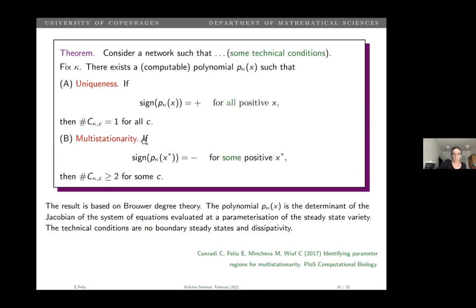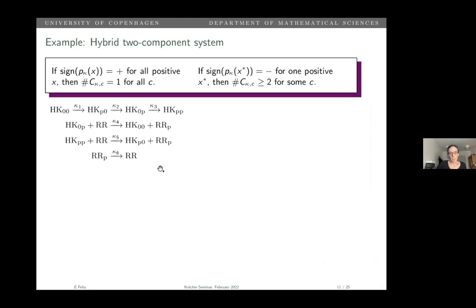If that doesn't hold, and I can make the polynomial negative, then I know that for that K there is multistationarity for some C. So K enables multistationarity. This result is simply Brouwer degree theory behind it; it's derived from that. And this polynomial is simply the Jacobian of the system evaluated at the parameterization of the red curves. It's quite an old result, but it has some nice consequences.